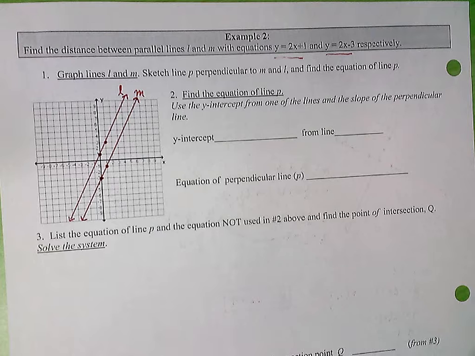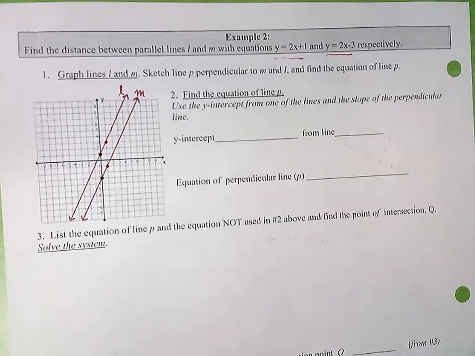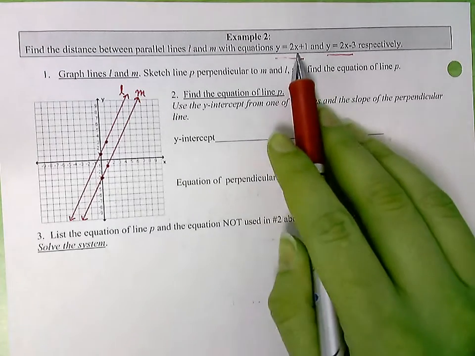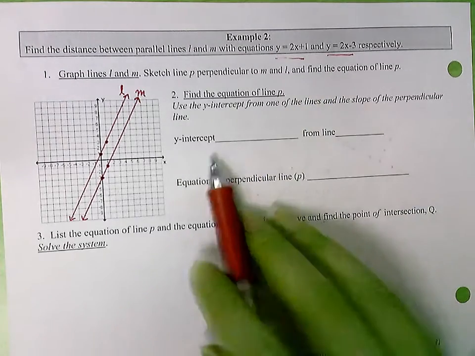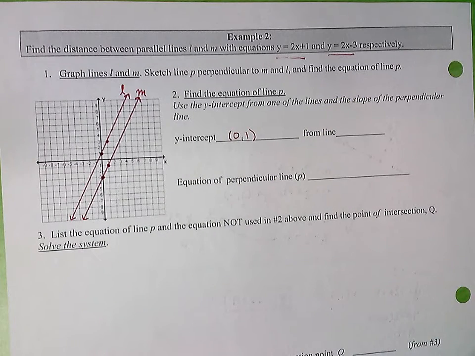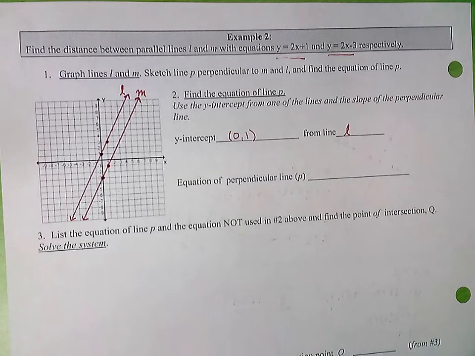Now we want to sketch a line P that's perpendicular to both of these. So you need to use the y-intercept from one of those lines. Doesn't matter which one you choose, just choose it from one of them. So I'm going to choose this first one here. My y-intercept is 0, 1, and that's from line L. You don't have to make your L like that. It's okay.